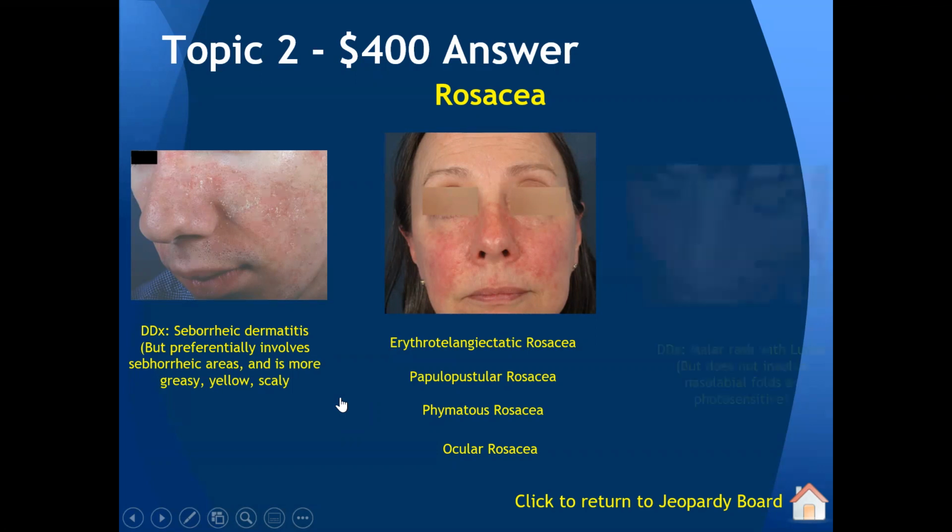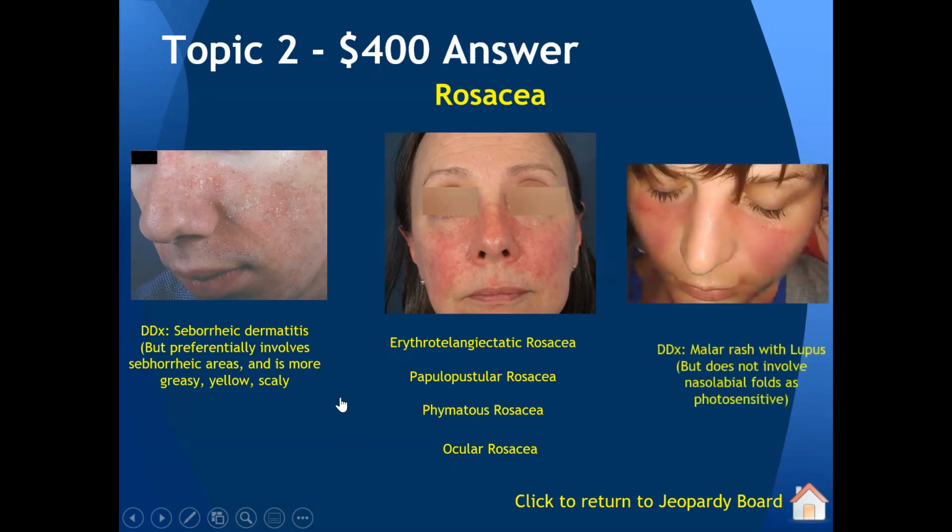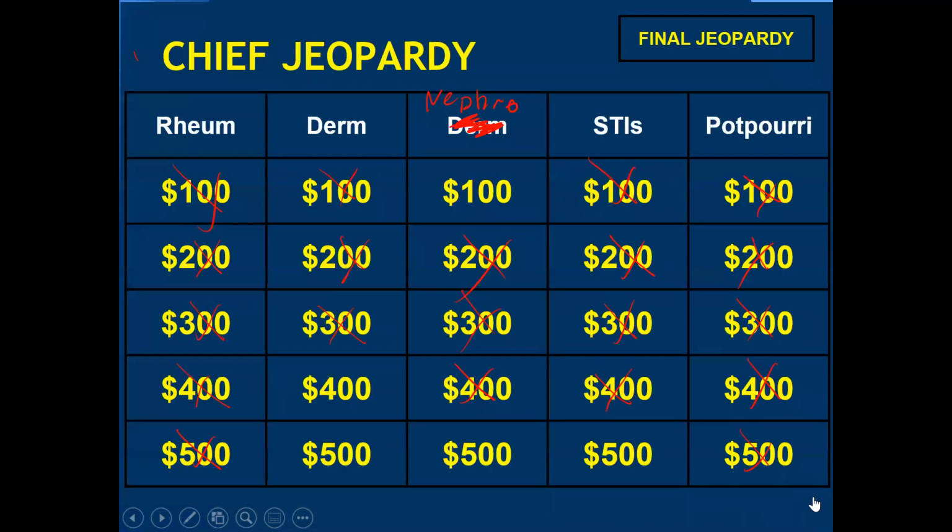The other one on the differential is lupus. You tell the difference because lupus is a photosensitive reaction, so it really spares the nasolabial folds, which are a little more protected from the sun. These are the things commonly on the differential with rosacea. I'm not going to go over the treatment of rosacea right now because I don't think we have time.